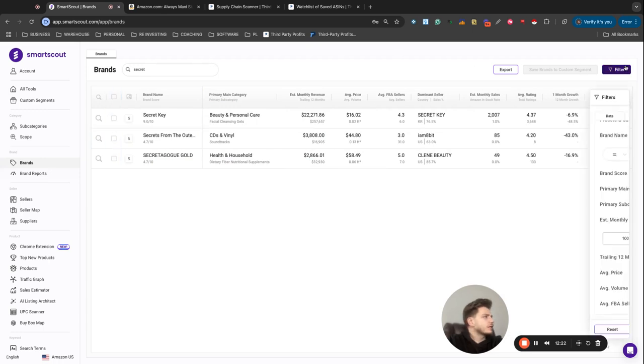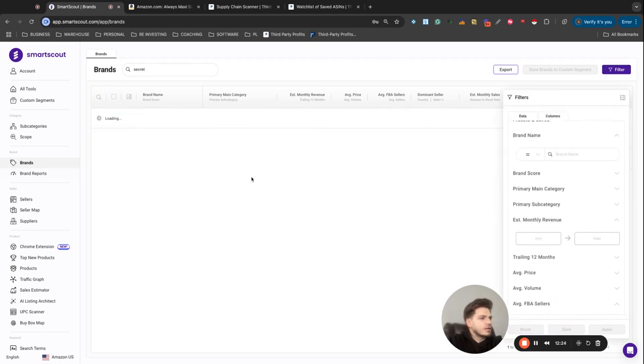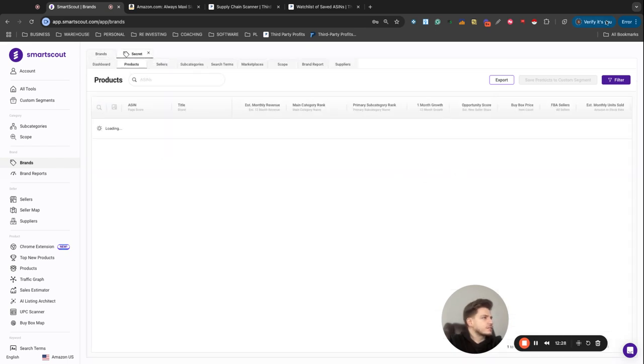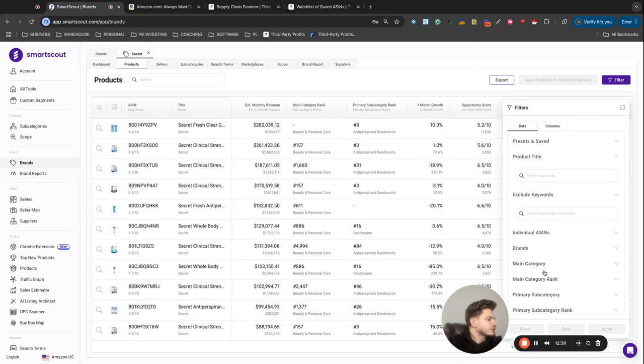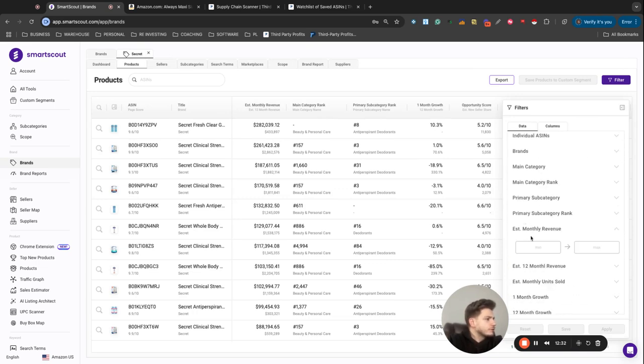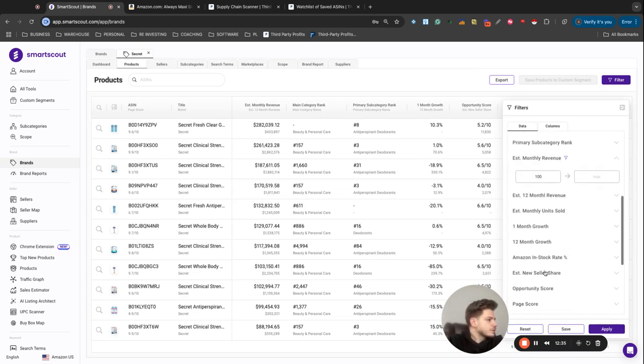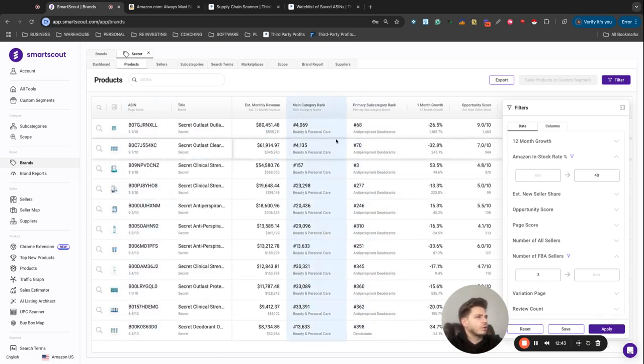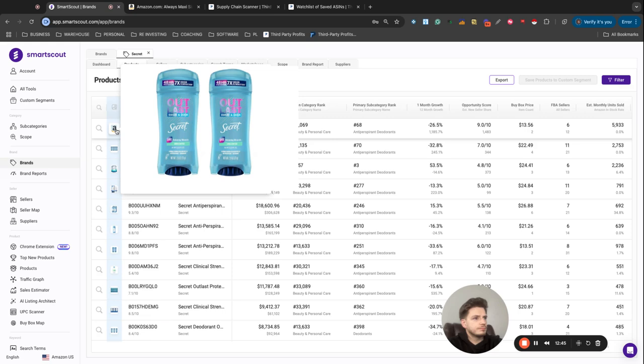Oops, I set that on the brands. Reset, apply. Search these products. Now let's set those filters. Okay, monthly revenue, $100. Amazon stock rate, 40% here. Number of FBA sellers going to be 3. Hit apply. Awesome. So now we're going to see some listings that come up.